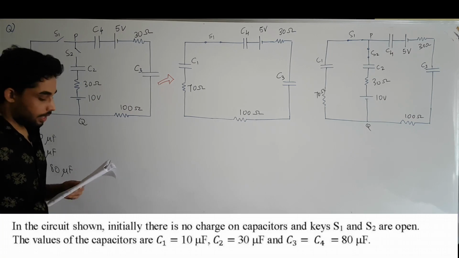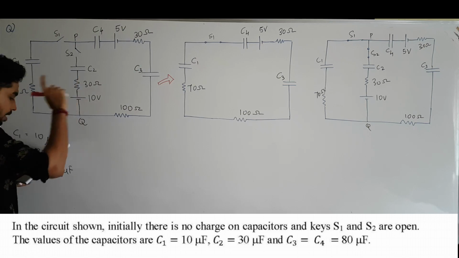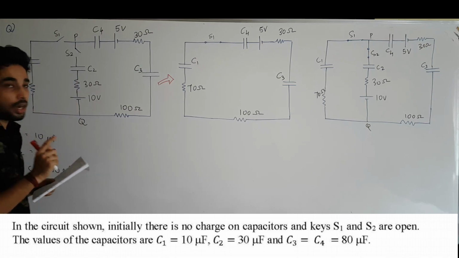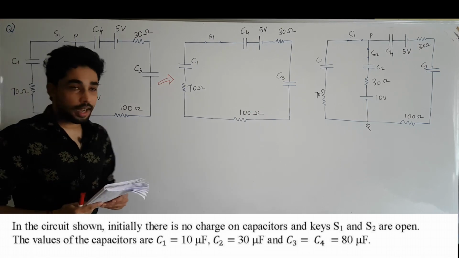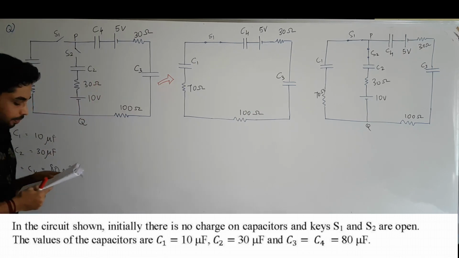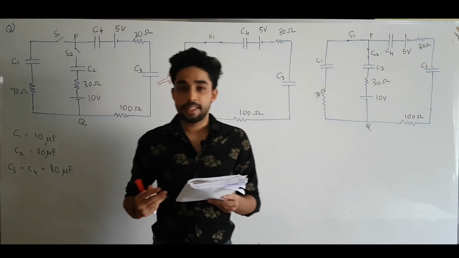In the circuit shown, initially there is no charge on the capacitors and keys S1 and S2 are open. So, the two keys are open. The values of the capacitors are given. Now, the question is, which of the following statements is correct?